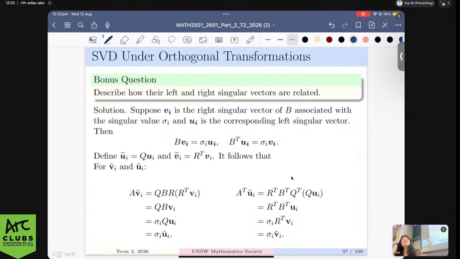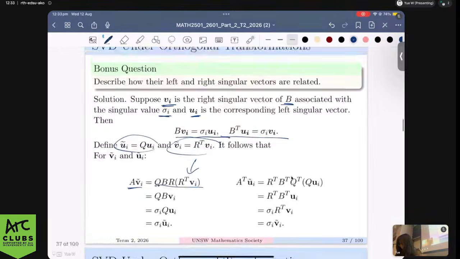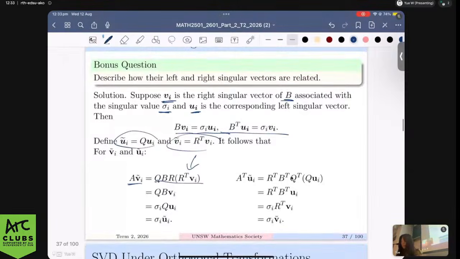This is just a bonus question, and it's a bit harder. Suppose that Vi is the right singular vector of B associated with the singular value sigma i, and Ui is the corresponding left singular vector. Then these two are true. If we define this to be Qu and this to be R transpose V, you can check that AV is equal to, you just sub this in, QBR R transpose Vi. Because R transpose R is just the identity matrix, that cancels out, so you're left with this form here.